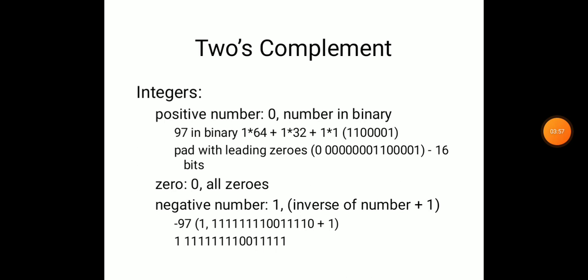Two's complement. Integers: positive numbers, 0. The number in binary, for example 97: 1 times 64 plus 1 times 32 plus 1 times 1, which is 1100001. 0 is all zeros. Negative numbers start with 1.